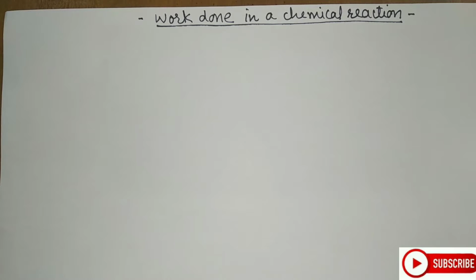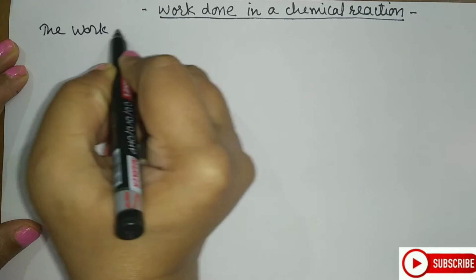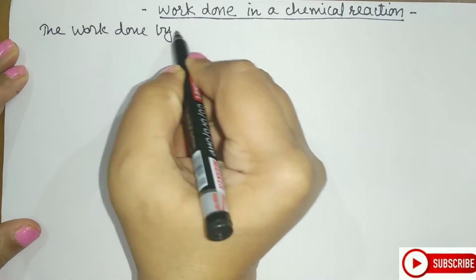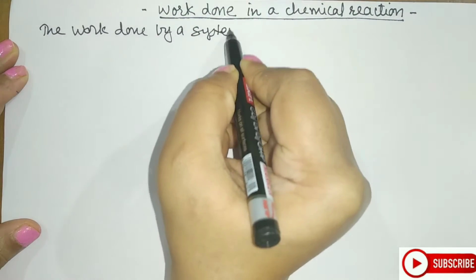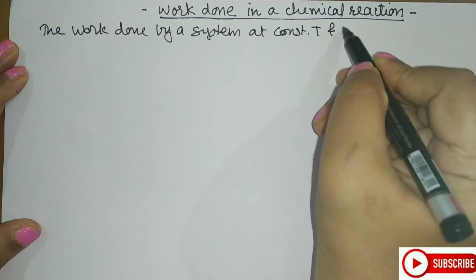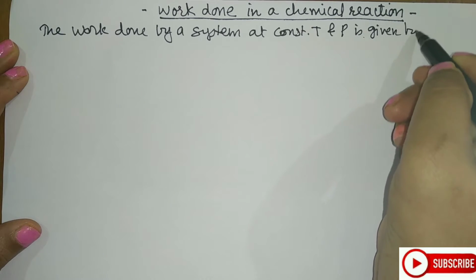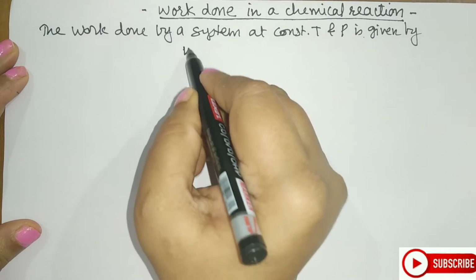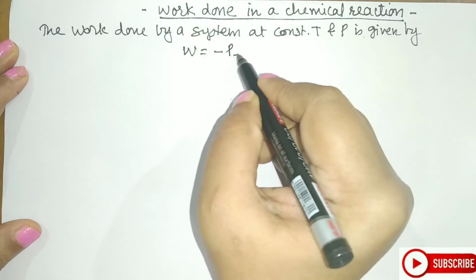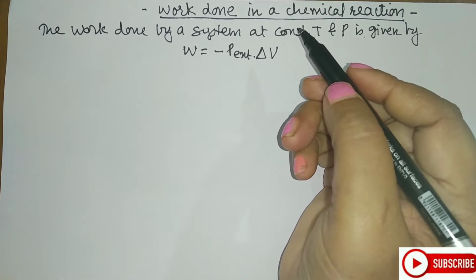Students, here we are going to see today work done in a chemical reaction. The work done by a system at constant temperature and pressure is given by the equation, that is W is equal to minus P external delta V. So this is the equation what we have.